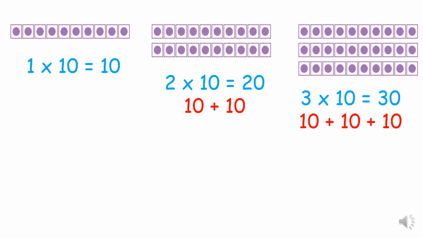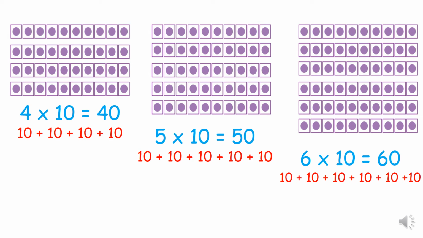But you can see on the next one, it says 2 times 10 equals 20. 10 plus 10 equals 20. I have two rows of 10, 2 times 10. And my last one says 3 times 10 equals 30. 10 plus 10 plus 10 equals 30. And you can see I've got 3 rows of 10. That's my array.